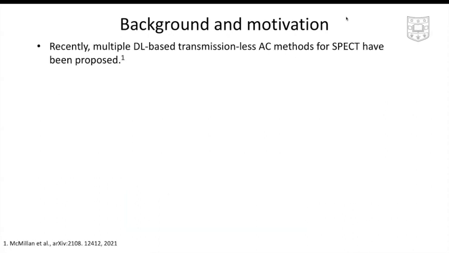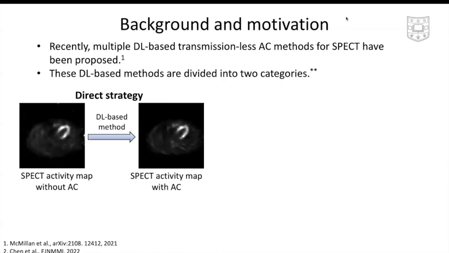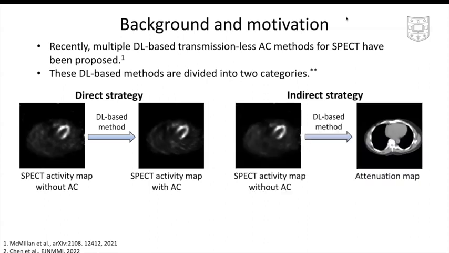Recently, multiple deep learning-based transmission-less attenuation compensation methods for SPECT have been proposed. Those deep learning-based methods are divided into 2 categories. The first category is the direct strategy, where attenuation-compensated SPECT images are directly estimated from non-attenuation-compensated images. The second is the indirect strategy, where attenuation maps are estimated from the non-attenuation-compensated SPECT images.